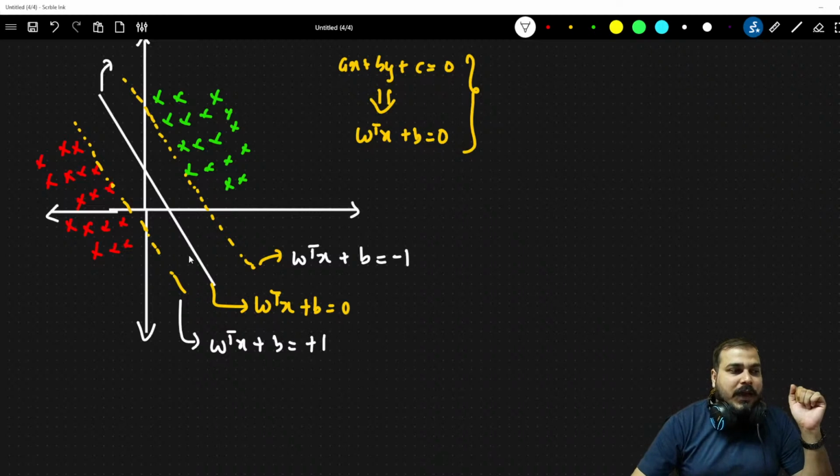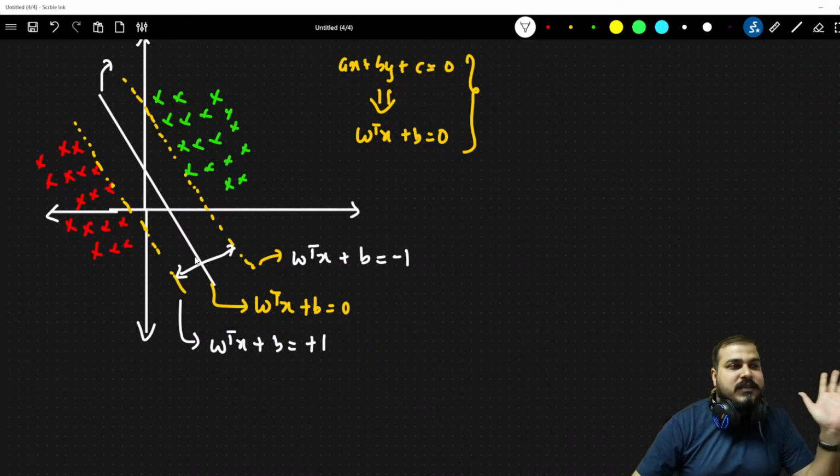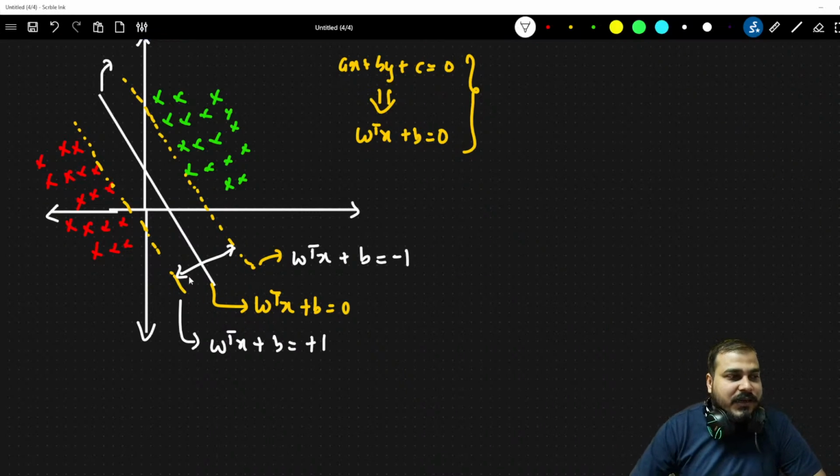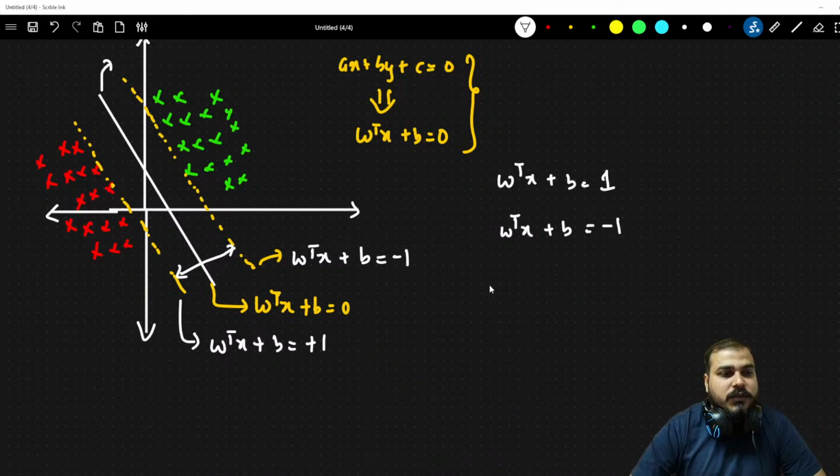Now, my aim is to increase this distance. I really want to increase this distance. If I increase this distance, that basically means my model is performing well. So let's say I want to find this distance first of all. If I write W transpose X plus B is equal to 1, and here I will write W transpose X plus B is equal to minus 1.